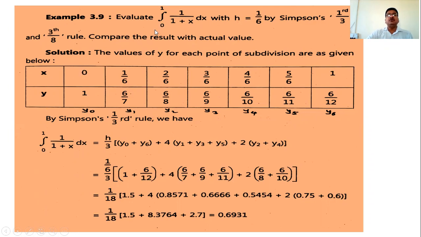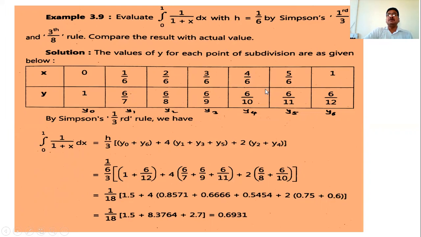Starting from 0, the lower limit, the first value of x is 0, and then add 1 by 6. 0 plus 1 by 6 is 1 by 6, plus 1 by 6 is 2 by 6, plus 1 by 6 is 3 by 6. You can also write 3 by 6 as 1 by 2, or leave it as it is. Then add 1 by 6 each time until we get 1, the upper limit. If you count the number of values of x, they are 1, 2, 3, 4, 5, 6, 7 in number.